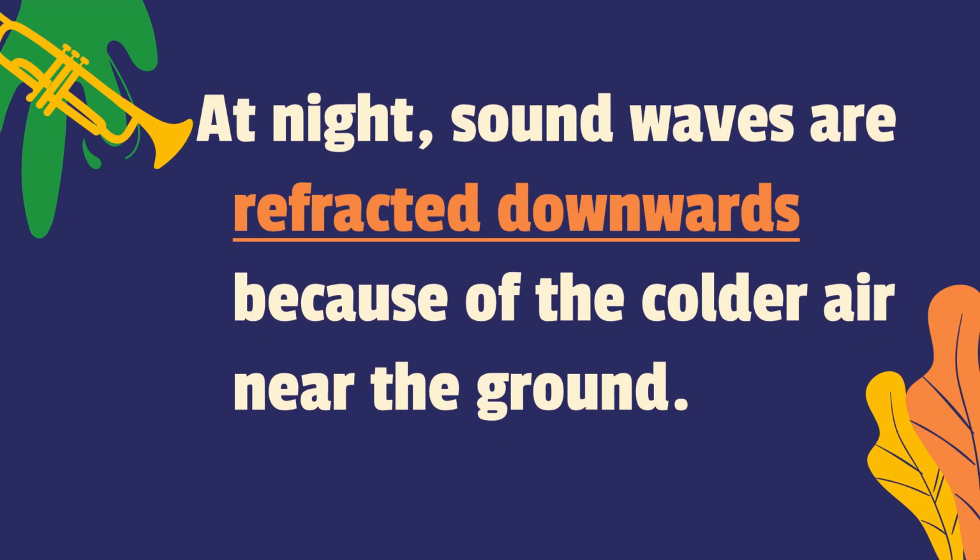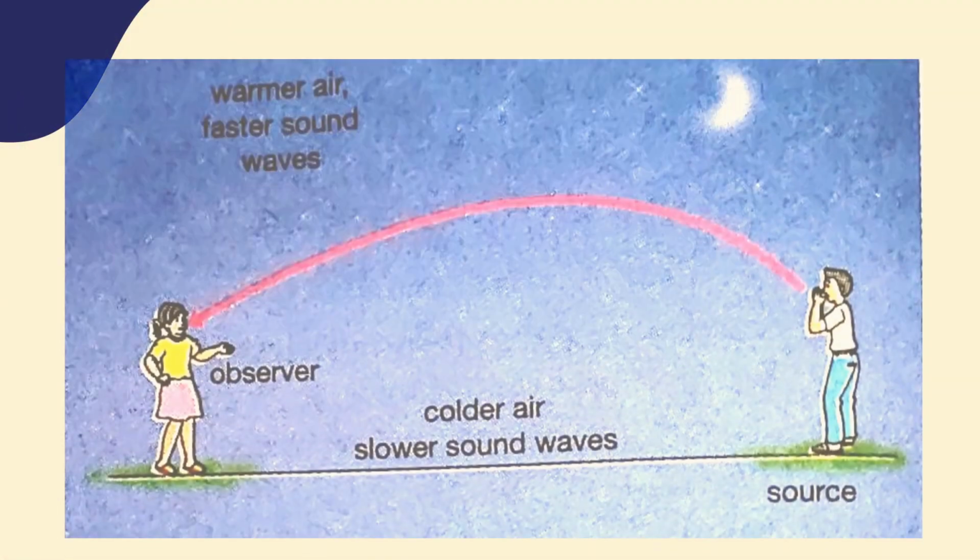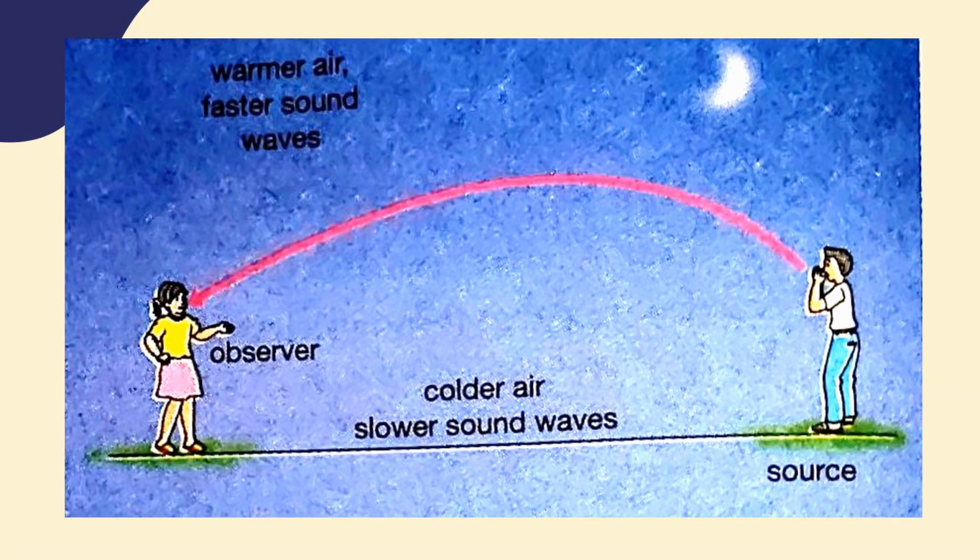At night, sound waves are refracted downwards because of the colder air near the ground. So sa gabi naman, since malamig ang temperature, yung sound waves, ang refraction niya or it is refracted downwards because of the colder air near the ground. So halimbawa, ito yung picture natin. Sa gabi, since malamig ang temperature, mabagal ang speed of sound, so yung refraction niya is downwards, kaya mas madali nating naririnig yung mga tunog sa ating paligid.